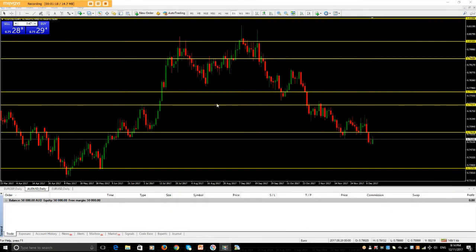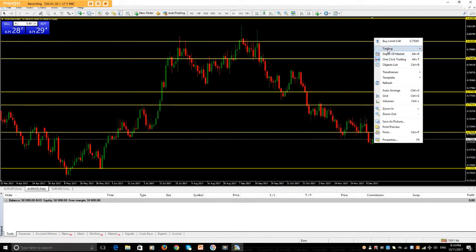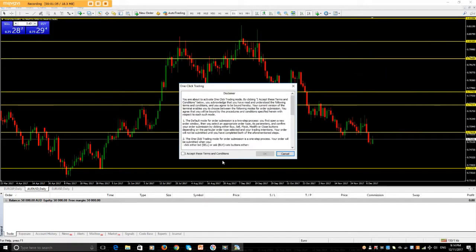Right, guys, so using my demo account here, I'm going to be putting on some trades. Now, this is how we can adjust the trade. Say for example I right click on the chart and say I was going to sell. Now it will say one click trading. If you click by accident, guys, you will be entered into the trade if you agree to this one click trading.